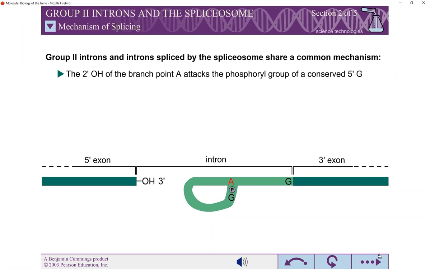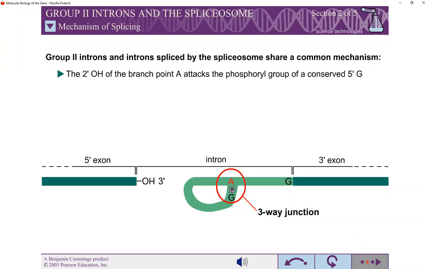Please have a look again. The reaction is a transesterification, in which the phosphodiester linkage at the 5' splice site is replaced with a new phosphodiester linkage between the branch point adenine and the 5' splice site guanine. This three-way junction is the reason the adenine is called a branch point. Because of this three-way junction, the adenine is commonly referred to as the branch point adenine in nature.